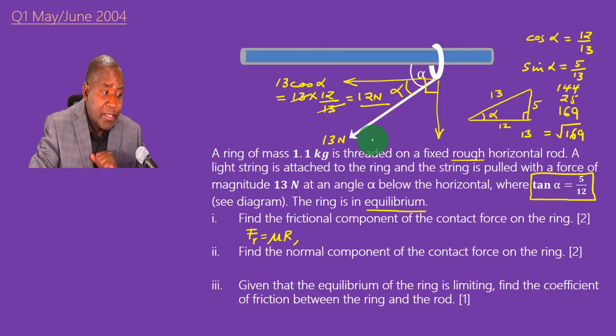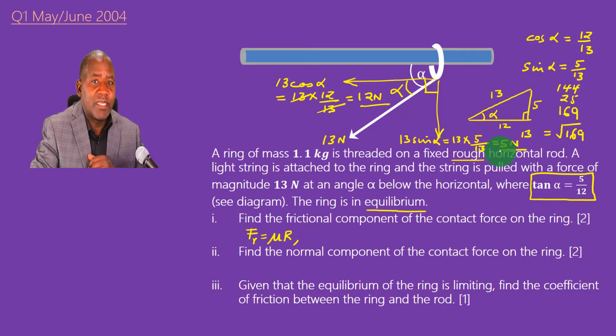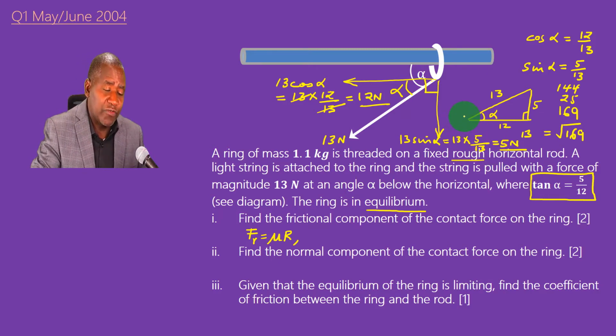And the same is this component here, because this component will be 13 sine alpha. 13 times sine of alpha. Sine of alpha is 5 over 13. And you can see this one gives me 5 newtons. Again, very easy. You'll be able to work through this question very easily. Now, so this is one of the forces acting on the ring, and its two components are 12 newtons that way and 5 newtons this way.